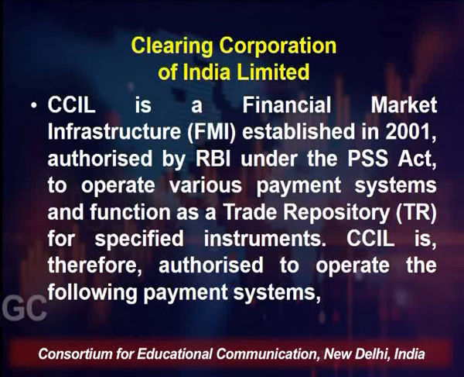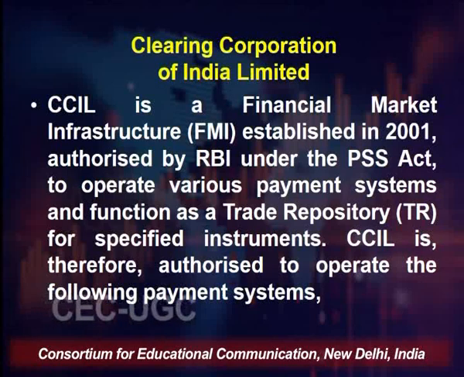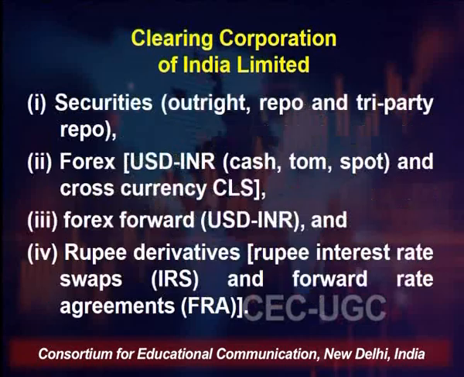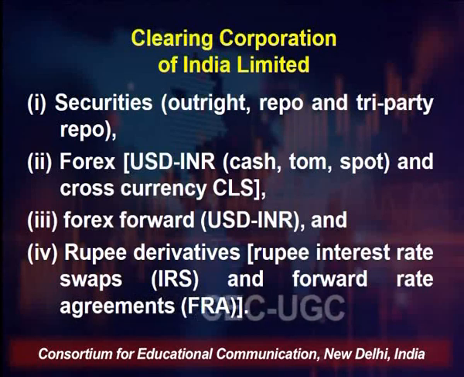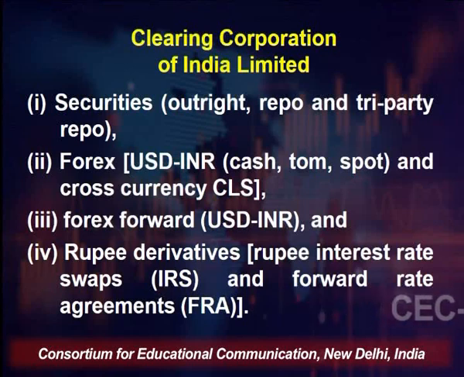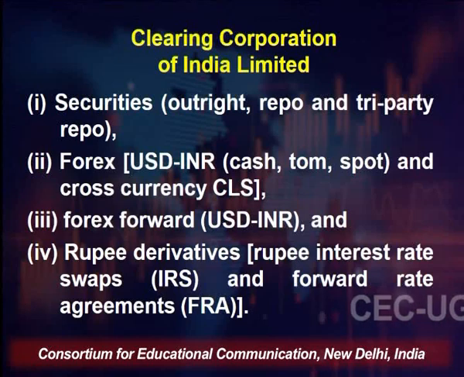Another important institution is Clearing Corporation of India Limited. CCIL is a financial market infrastructure established in 2001, authorized by RBI under the PSS Act to operate various payment systems and functions as a trade repository for specified instruments. So CCIL is authorized to operate in the following payment systems, which include securities, outright repo, tri-party repos. It also includes forex in all kinds of USD-INR transactions and cross-country transactions, forex forward contracts like between USD and INR, rupee derivatives and forward rate agreements.